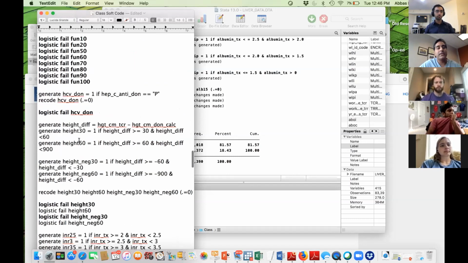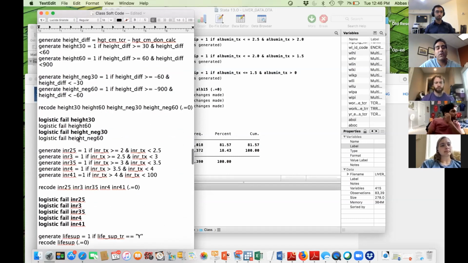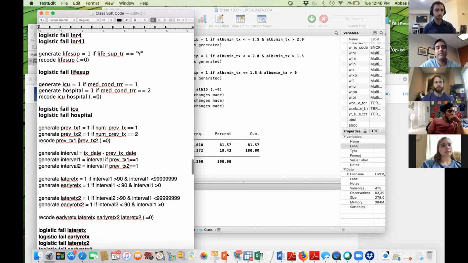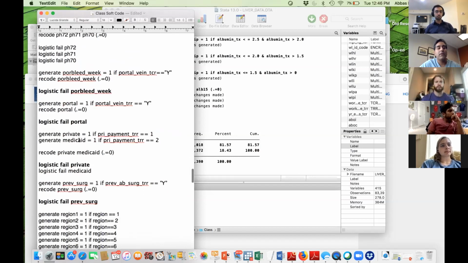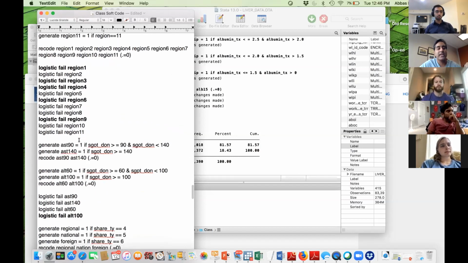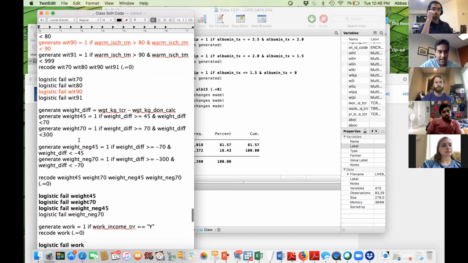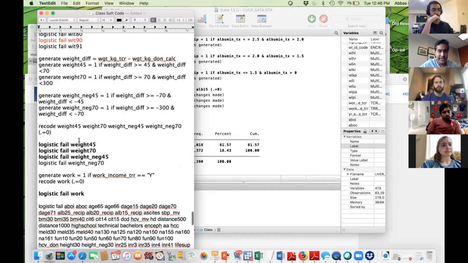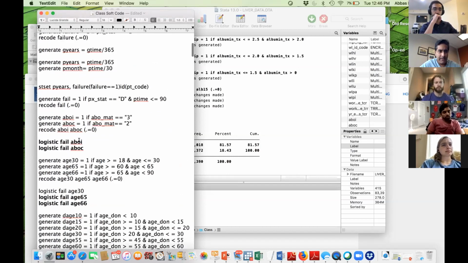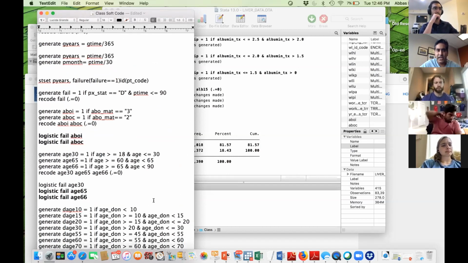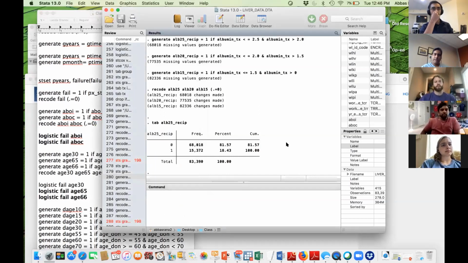So, and we go on to do sodium, Karnofsky scores, which are functional, INR, life support, ICU, bunch of things, previous transplant, geographic region, bilirubin, warm ischemia time, all of these things. And we just use the same principles of generating variables. Okay, does anyone have any questions so far?